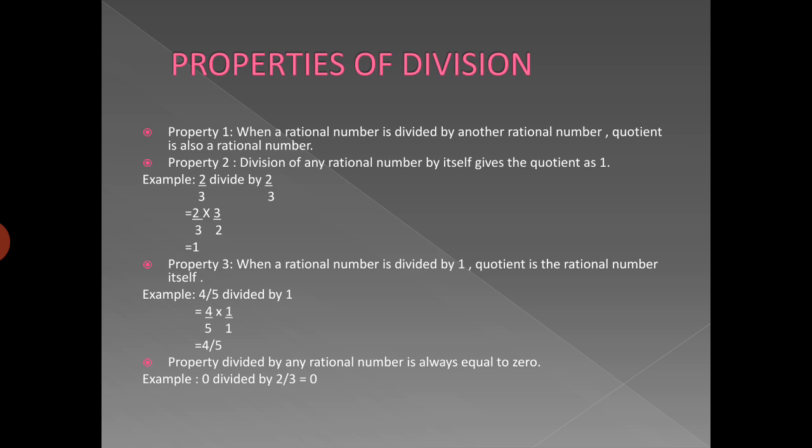The last property is that 0 divided by any rational number is always equal to 0. Whenever we divide 0 by any rational number, we get 0 as the answer. And you know this thing also, that any rational number divided by 0 is not defined.